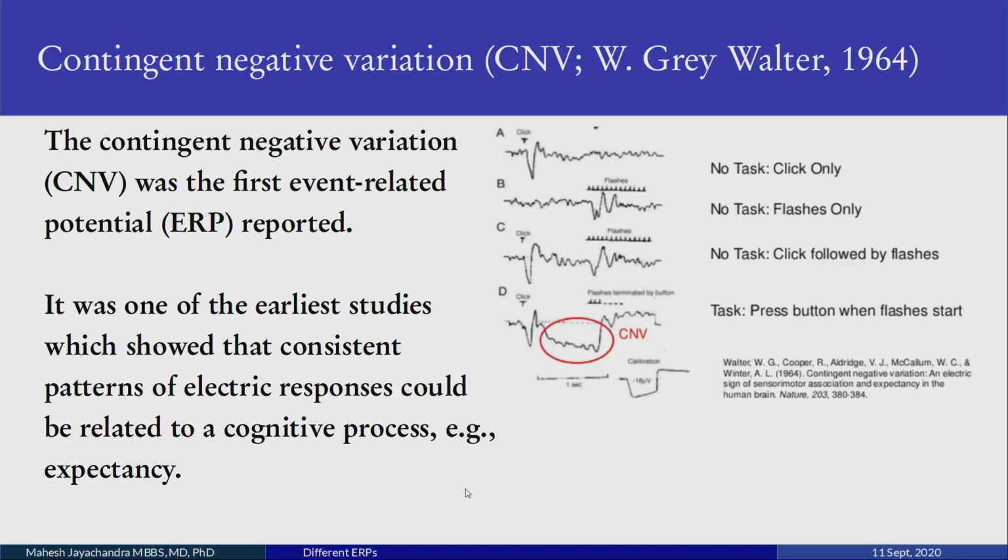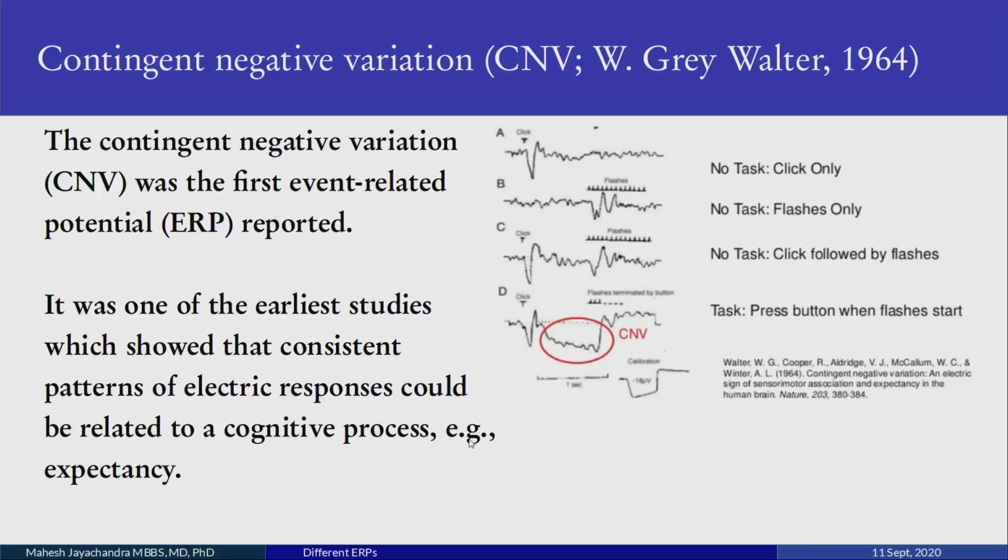So let's consider the contingent negative variation. This is very similar to the Bereitschaft potential. In the Bereitschaft potential, it's a self-willed key press. You press the key whenever you feel like. The contingent negative variation, on the other hand, is where you press it contingent to a stimulus before.